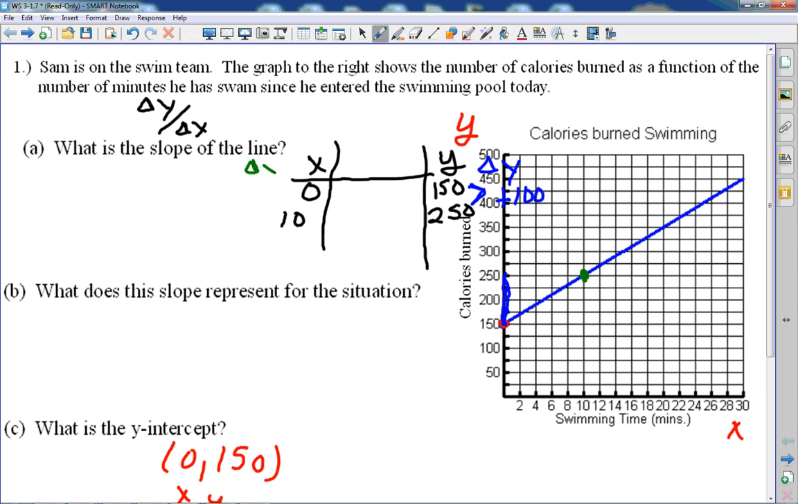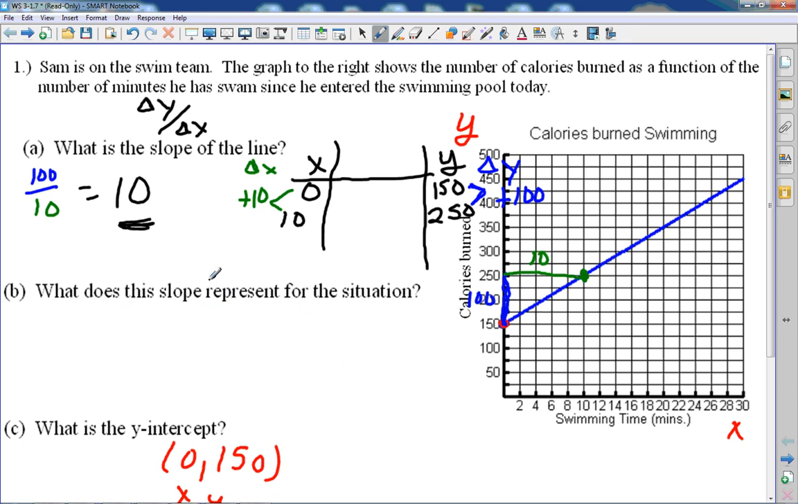Then delta x, the change in x, is plus 10. I'm going across. I don't go across 10 lines, but they each go by 2, and it goes over 2, 4, 6, 8, 10. So there's my 10, and here's my 100. So my slope is 100 over 10. Remember, that's the same as delta y over delta x. And when you divide those, it's 10. So the slope is 10. 100 divided by 10 is 10. Next, what does the slope represent?